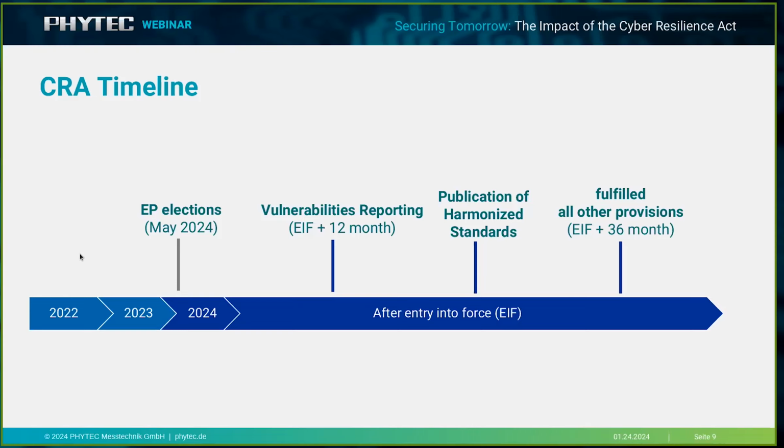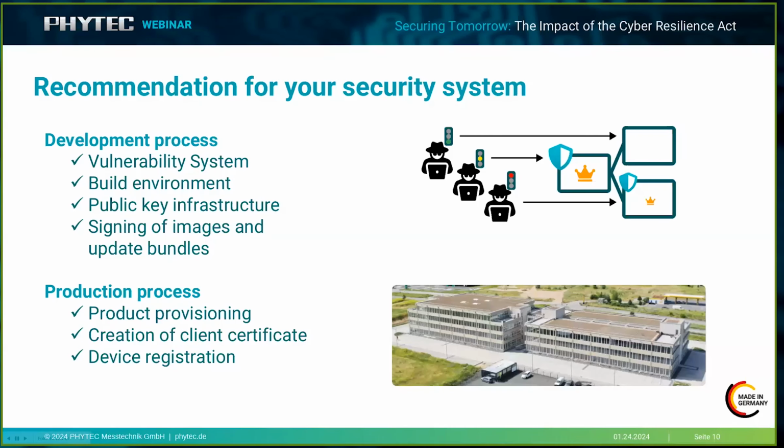So then we have a few recommendations for your security systems. It's very important to start with the vulnerability system, to implement it and to install it in your development process. And another very important thing is the build environment. So you need private keys for signing the update bundles and the secure images for secure boot. And this is very critical, the handling of the private key in the build environment.